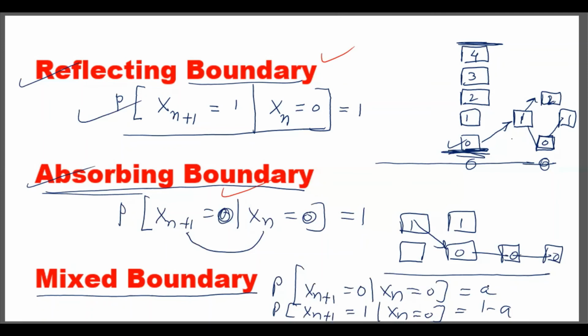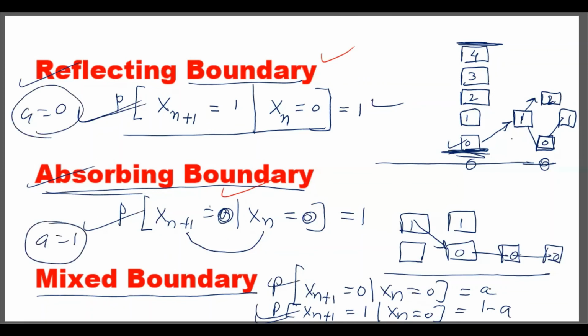If A is 0, this will be 0, and if A is 1, this will be 1. So if I want to write these two also, I can write them. In this case A is 0. If you put A is 1 here, then 0 to 0 is 1, and 0 to 1 is 0, so I will not write it. So in case of A is 1, you will get this.